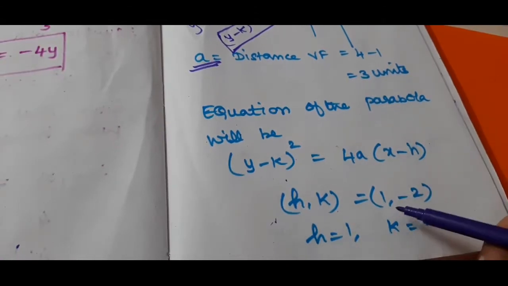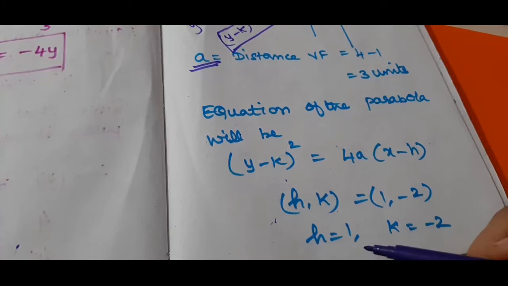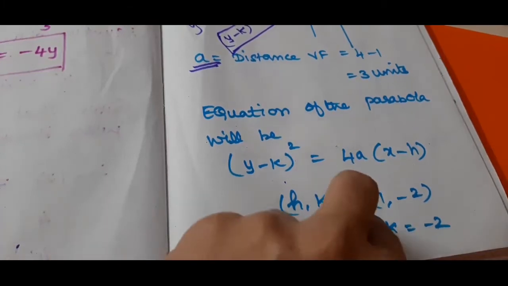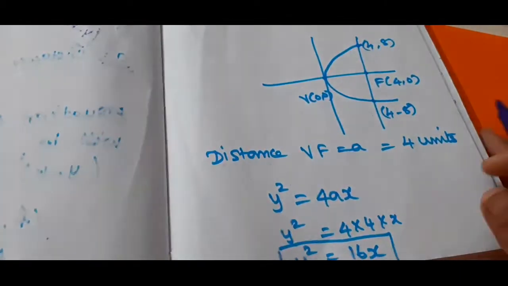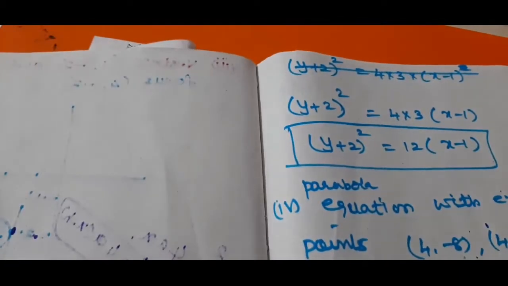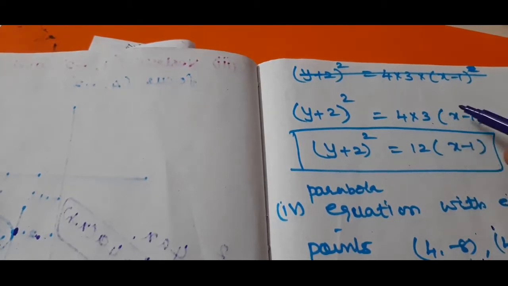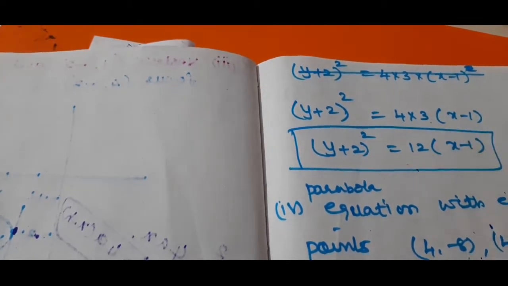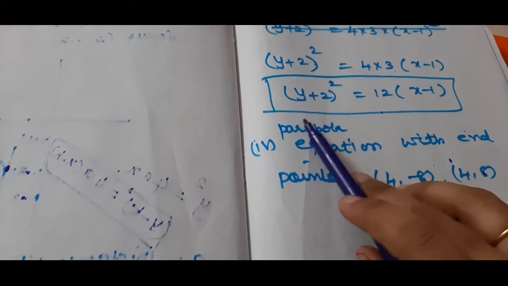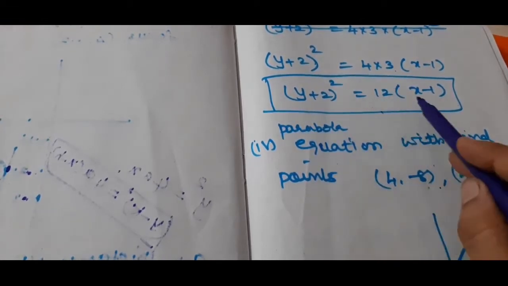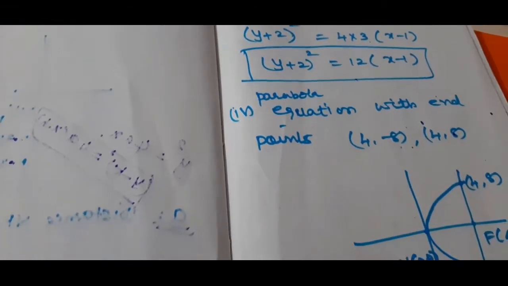Here (h, k) is the vertex, that is (1, -2). So h = 1, k = -2. Now I replace these in that equation, that is (y + 2)² = 4 into 3 into (x - 1). 4 threes are 12. So (y + 2)² = 12(x - 1).